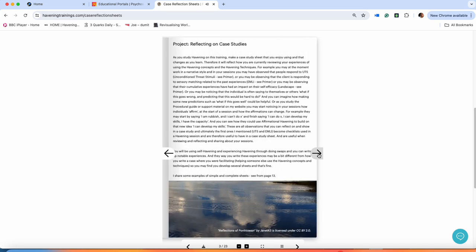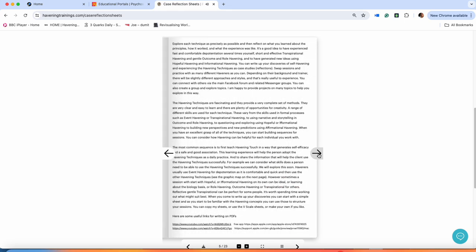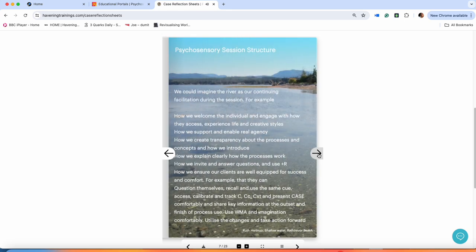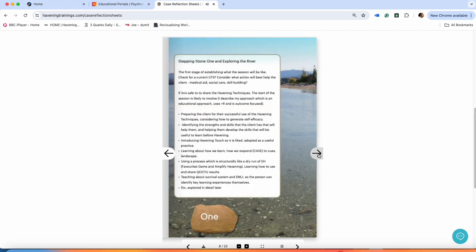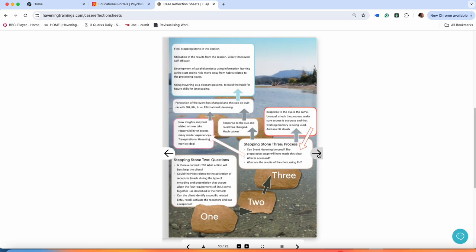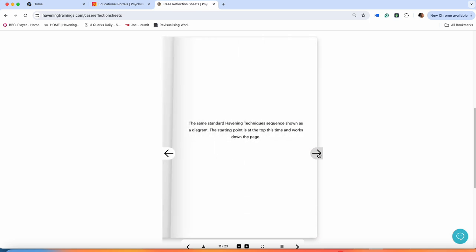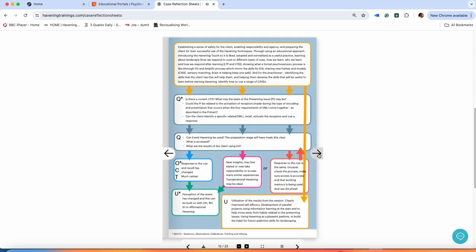This is a kind of story about how you can think about case studies, so I'll leave you to read about it. Here is an idea of how you structure your session. I've used a metaphor for that. Must have been using my somatosensory cortex that day. And that's the same thing, but in an arrow diagram rather than in the metaphor of a river.